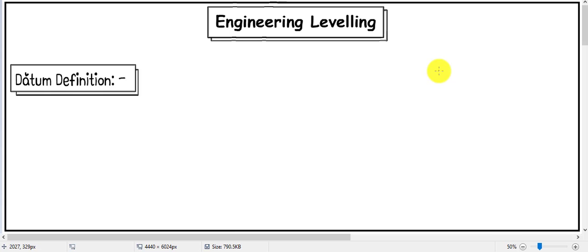Hello guys, in this video we will talk about engineering leveling. In the previous videos, we learned how to survey a piece of land by measuring the lengths and the bearing of all lines. And we learned how to draw it.